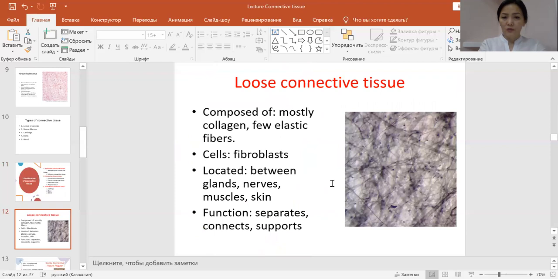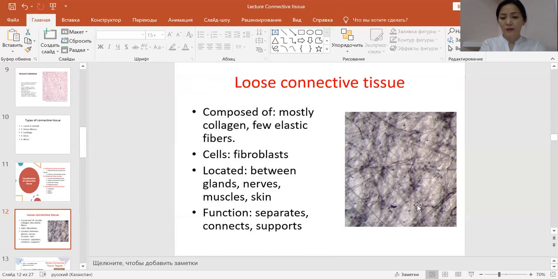First, loose connective tissue mostly consists of collagen fibers, few elastic fibers, and thin fibers, and the cell components of this type of connective tissue mainly consist of fibroblasts. If you remember, we said fibroblasts can produce fibers. As for the location of this type of connective tissue, we can find it between glands, nerves, muscles, skin, and blood vessels are also surrounded by the loose connective tissue. Function: separates tissue, connects, and supports.